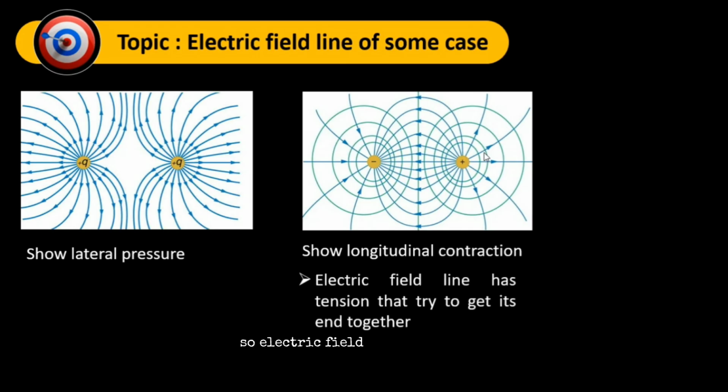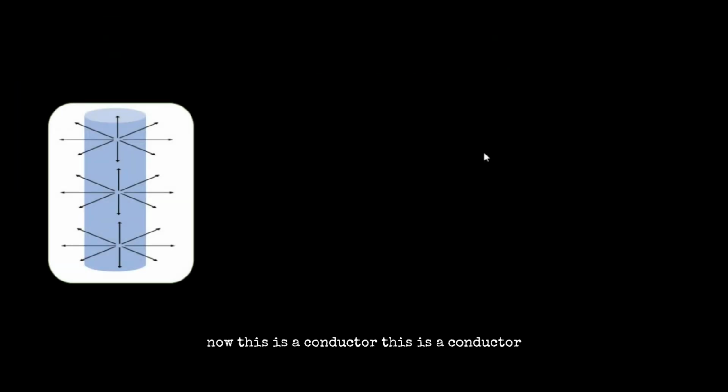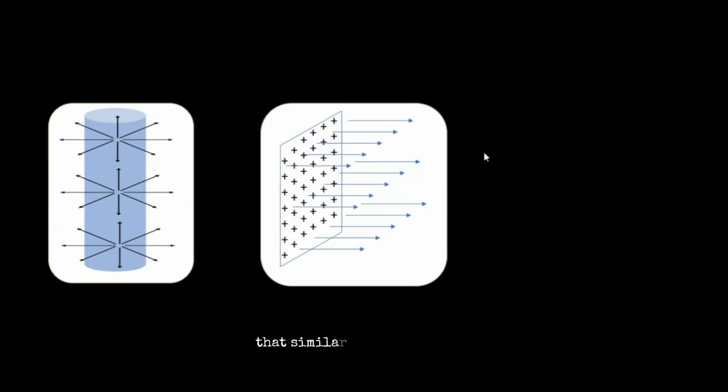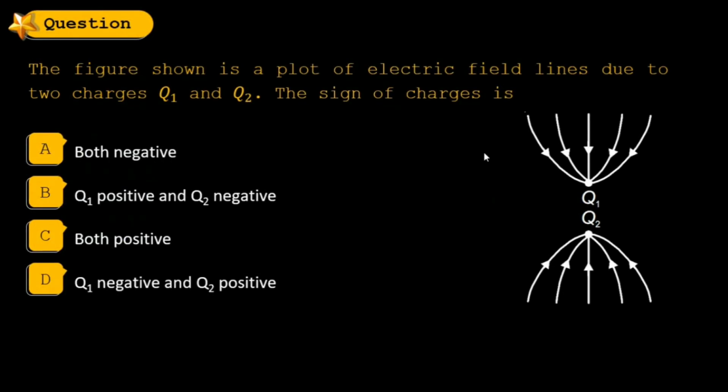Okay. So an electric field line has tension that tries to bring its ends together in the case of opposite charges. Now, this is a conductor, you can say a wire or something like that. Suppose there's a wire which has positive charge in it, so the field lines are supposed to be exerted like that. Similarly, this is a plane, or you can assume it as a sheet. If this is a positively charged sheet, the field lines will be coming out of it like that. Try to answer this question now. What are the signs of charges in this particular case?